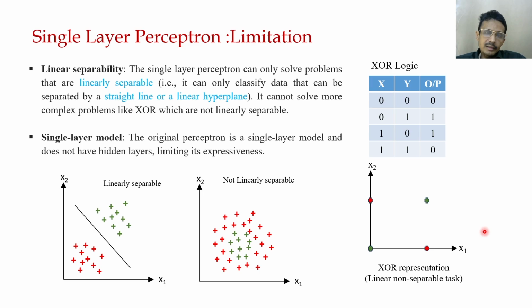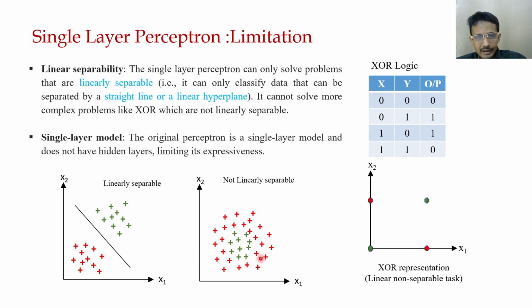As we have seen in the last class, there is a limitation of the single-layer perceptron: it can only solve problems that are linearly separable. So there is some linear type of separator. In the two-dimensional case it is a straight line, or a linear hyperplane, that can separate these data points. For these linearly separable cases, the SLP can model the problem, but it cannot solve the problem where the data points are not linearly separable.